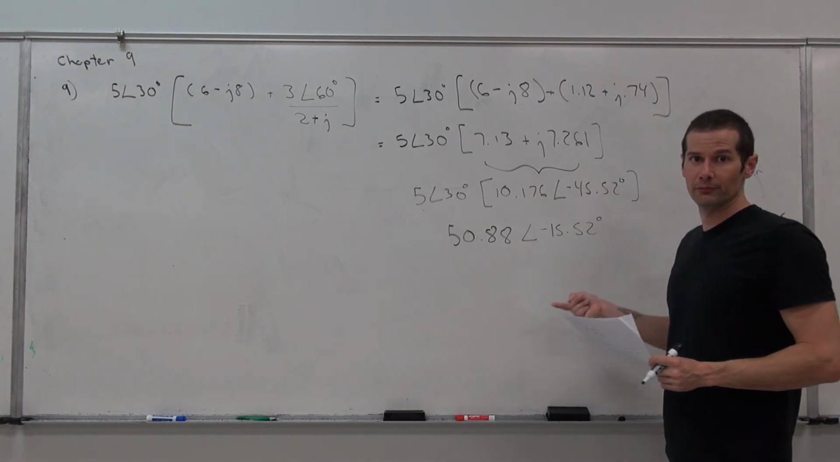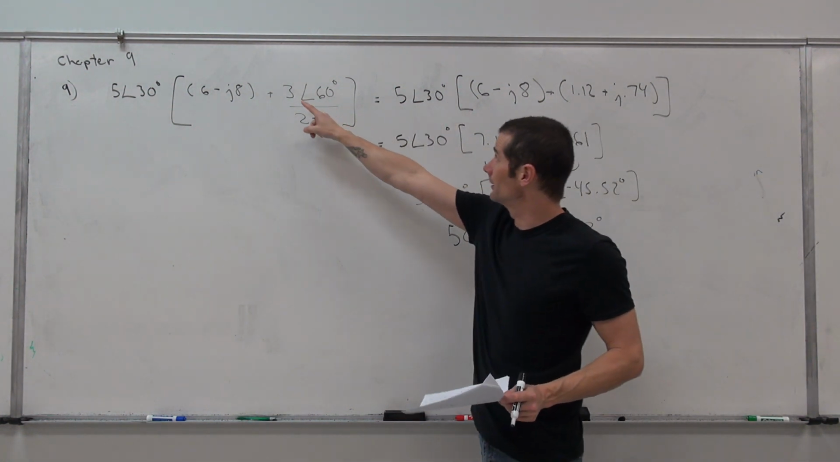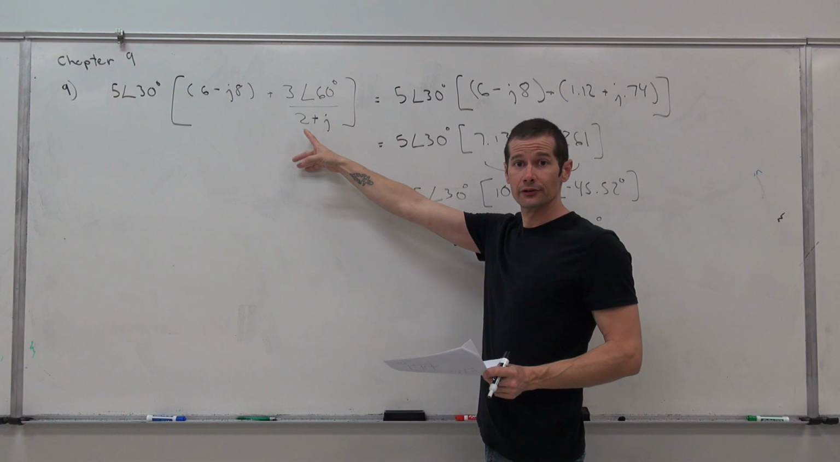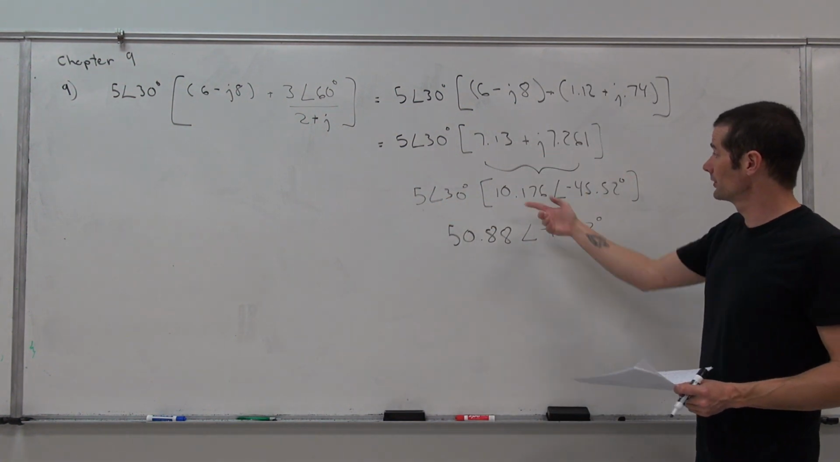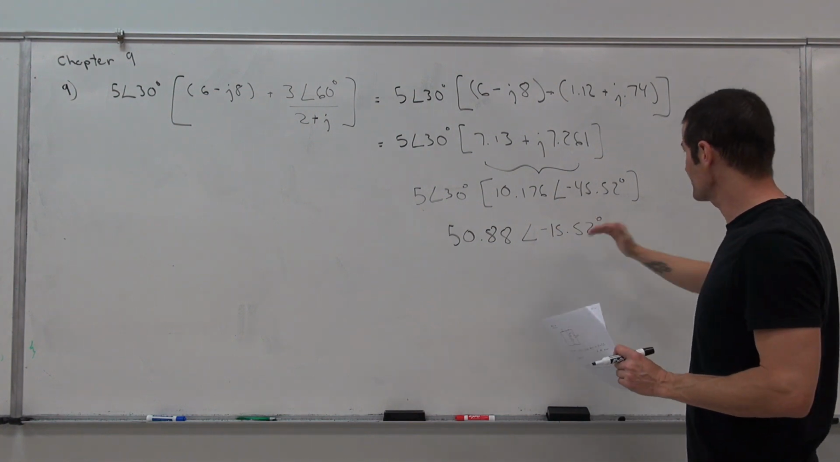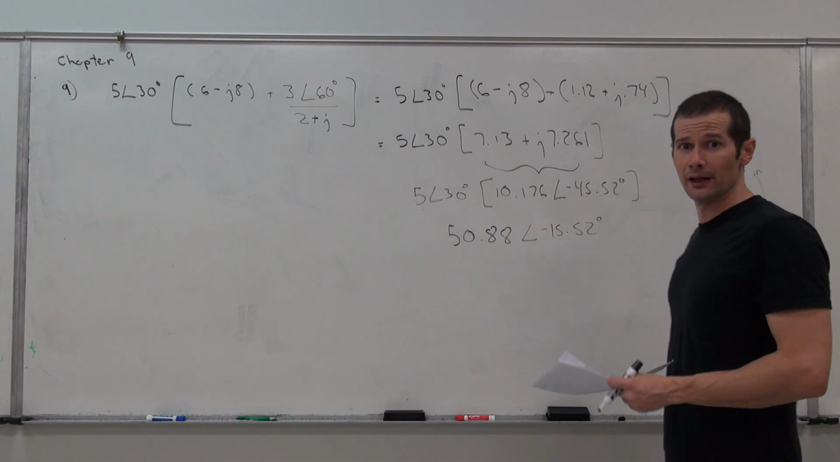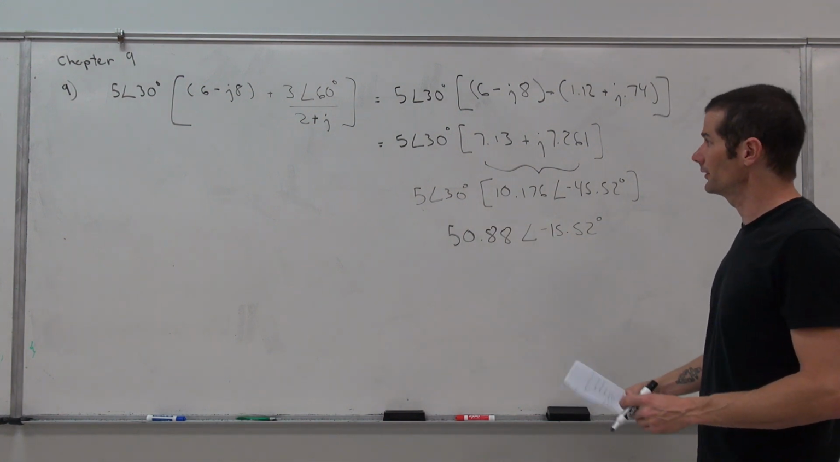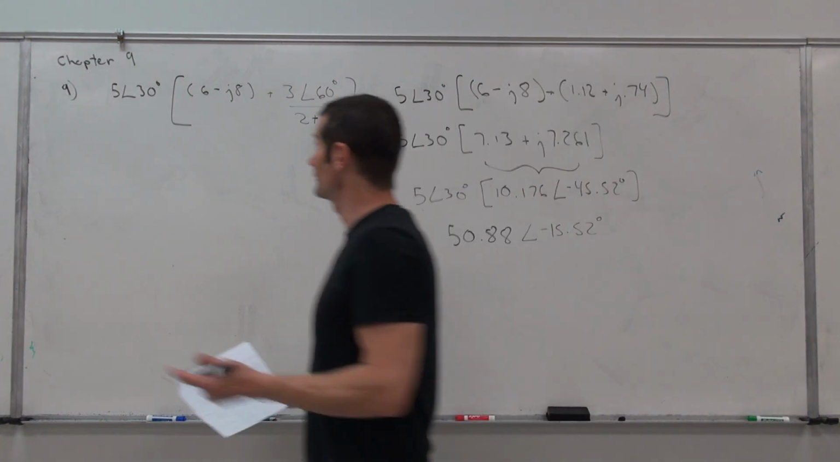So after you punch in these numbers on your calculator, especially going back and looking at 3 at an angle of 60 degrees over 2 plus j, you should be able to get the rectangular form, convert that, just for posterity's sake, into its polar form, and then multiply that by 5 at an angle of 30 degrees. All right, let's do part B. So that was A.